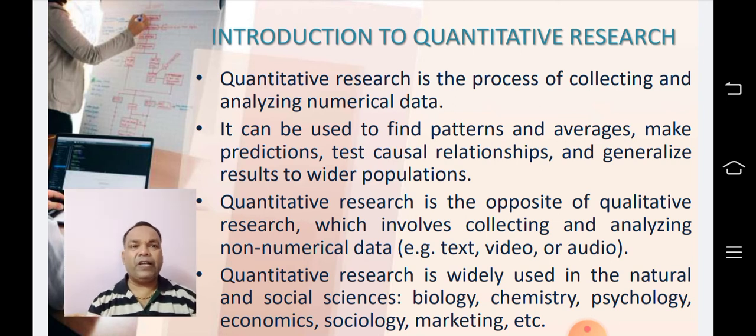Quantitative research is widely used in the natural and social sciences: biology, chemistry, psychology, economics, sociology, marketing. In all these fields, at this time, quantitative research is used. It is growing more and more popular in addition to the qualitative research, especially about sociology or social studies.